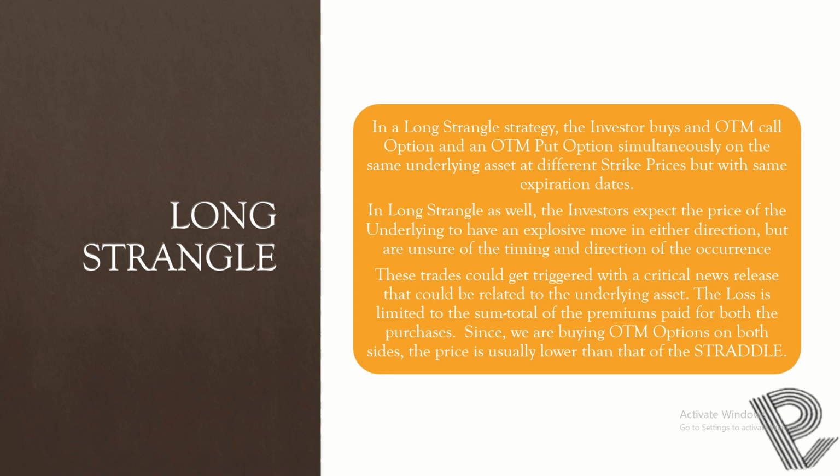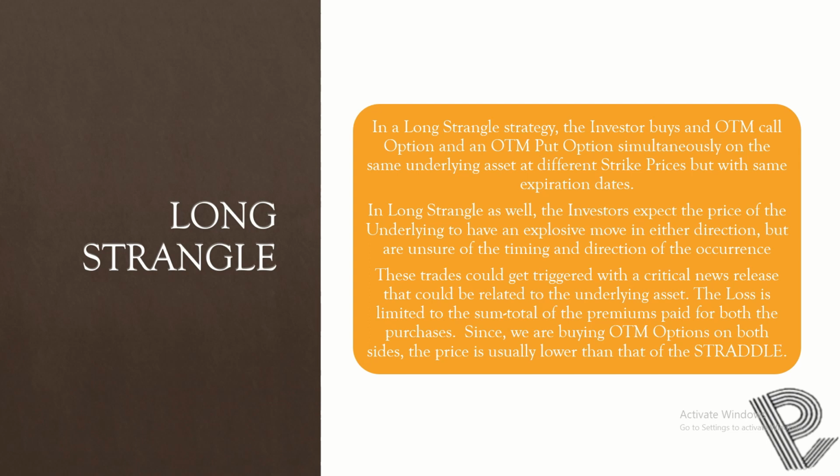Long strangle. In a long strangle strategy, the investor buys an OTM call option and an OTM put option simultaneously on the same underlying asset at different strike prices but with the same expiration date. In a long strangle as well, the investors expect the price of the underlying to have an explosive move in either direction but are unsure of the timing and direction of the occurrence.